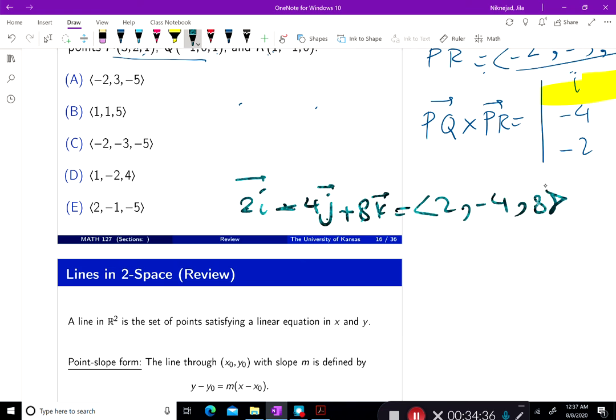And I look at all of these. None of them are that, but one of them is parallel to that. If a vector is parallel to that, it would still be perpendicular to both vectors. And which one is parallel to that? Option D is the one that is parallel to this vector, because 2 times D is going to be this vector.